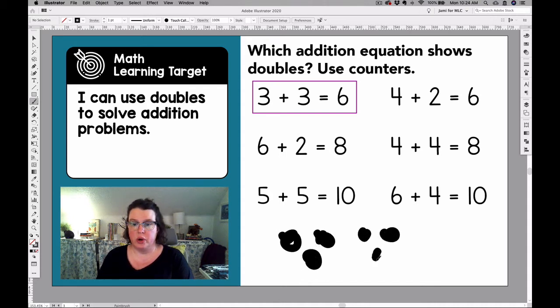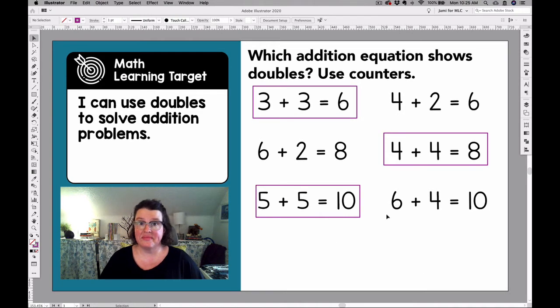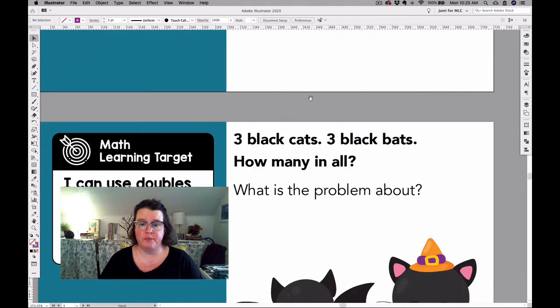1, 2, 3. Your job right now is to write down the equations from this list that show doubles. You can use your counters or you can use a crayon to help you decide which ones are doubles. Pause the video, come back when you're done. Are you all done? I found 3 doubles problems. 3 plus 3, same number, both sides. 4 plus 4, and 5 plus 5. Did you find those 3 as well? Nice job. Let's look at a doubles problem.